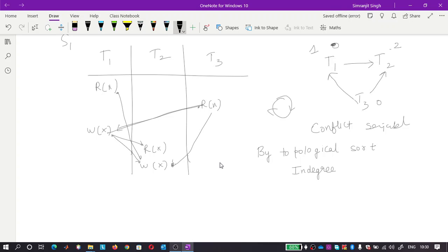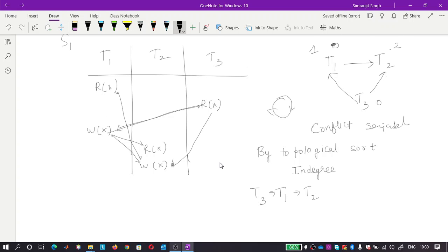So how can you arrange this transaction? Just follow the path here. The path will be, the least in degree is T3, then it is followed by T1, and then it is T2. So T3 followed by T1 followed by T2 is that serial transaction. The schedule S1 is conflict serializable to it. This is how you solve these types of questions.